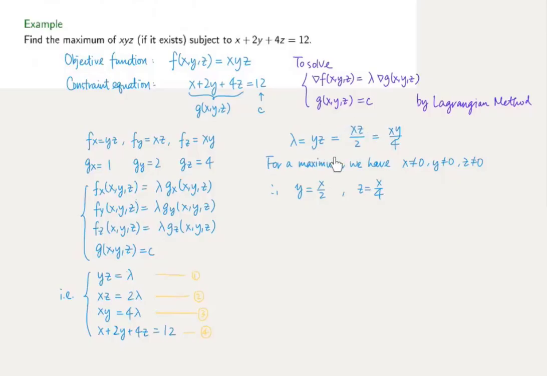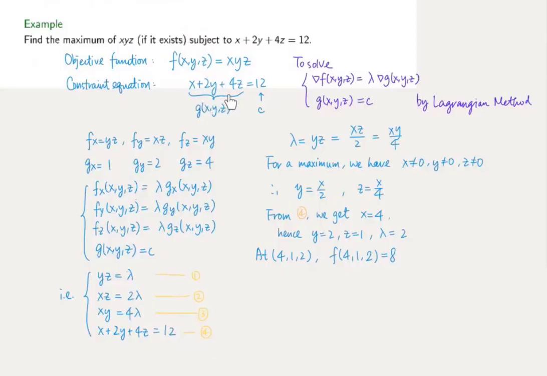Therefore, when we consider this equation, we can cancel out the z to give y equals x over 2. Similarly, if we consider these two expressions, we can cancel out the y to give z equals x over 4. Substituting these two into equation 4 gives x equals 4, which helps us get all the other values. Therefore, we get one possible extremum point, which is at (4, 1, 2), and we get the output of the function to be 8 at this location.